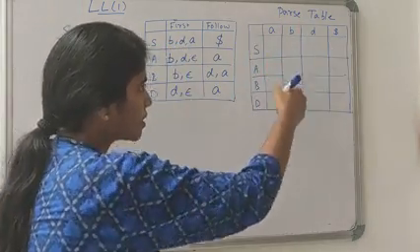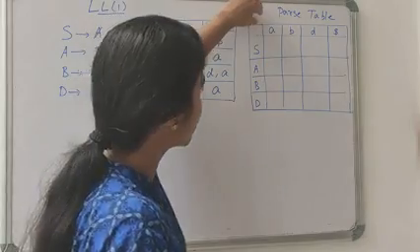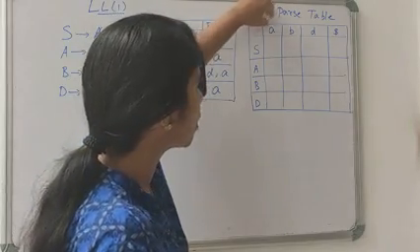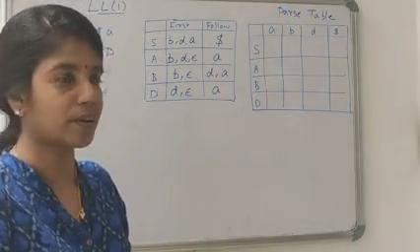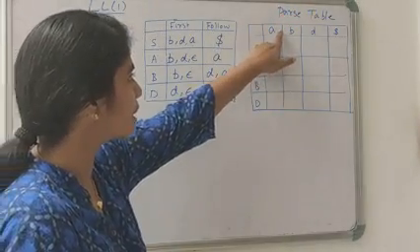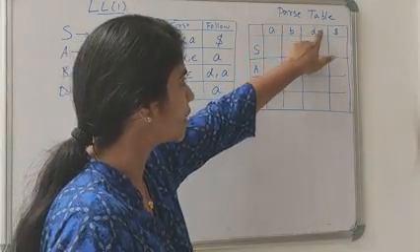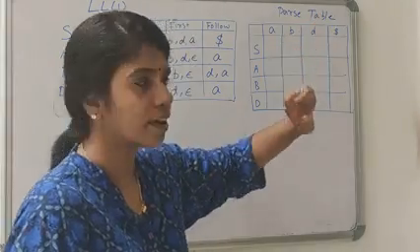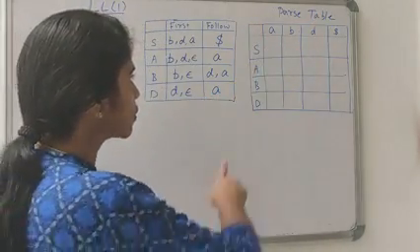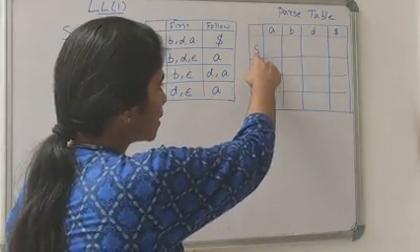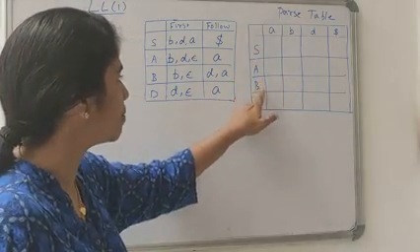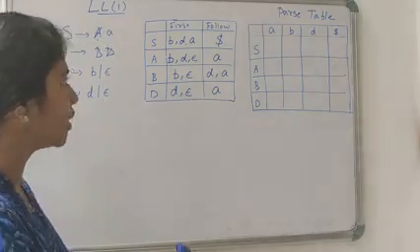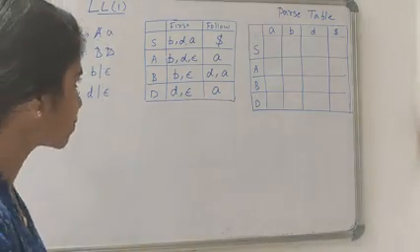When you construct the parsing table, you write column headings as all the terminal symbols and the dollar symbol. Here the terminal symbols are a, b, d and our dollar. And each row heading you need to specify as the terminal and non-terminal symbols, that is S, A, B and D. Now you need to fill up this parsing table.